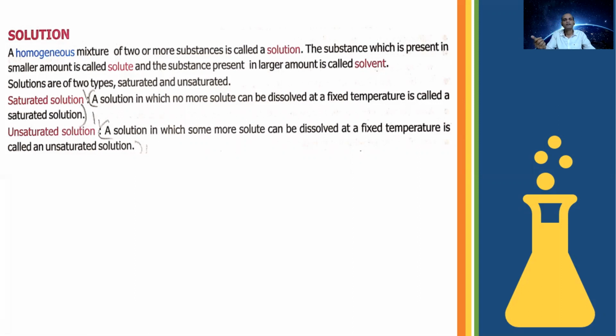And that is called a saturated solution. A solution in which no more solute can be dissolved at a fixed temperature is called a saturated solution. But as long as it keeps mixing, a solution in which some more solute can be dissolved at a fixed temperature is called an unsaturated solution. That means as long as we keep adding, one spoon added and mixed, second spoon added and mixed, third spoon added and mixed, that is called unsaturated. As long as it keeps mixing, it's called unsaturated. But a time comes when it cannot be mixed. You put it, it will remain as usual.